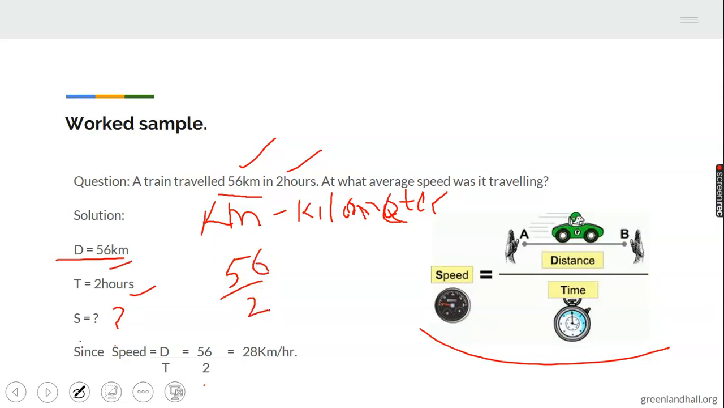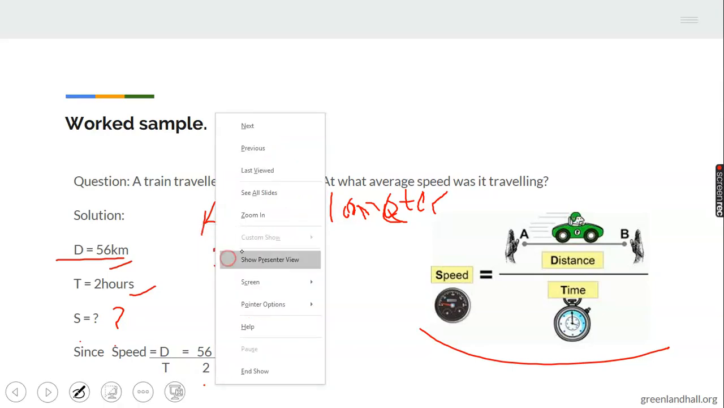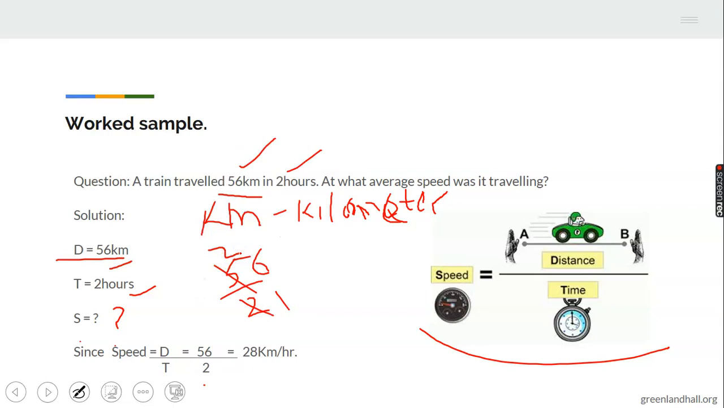Okay, so let's work it out. 2 in 5 will give us 2, and it remains 1, because 2 in 5 is 2 remainder 1. I'm sure you know I bring down the 6, so the remaining 1 is added to the 6. So 2 in 16 will give us 8. So the answer is 28 kilometers per hour. Don't forget, always write your unit. 28 kilometers per hour.